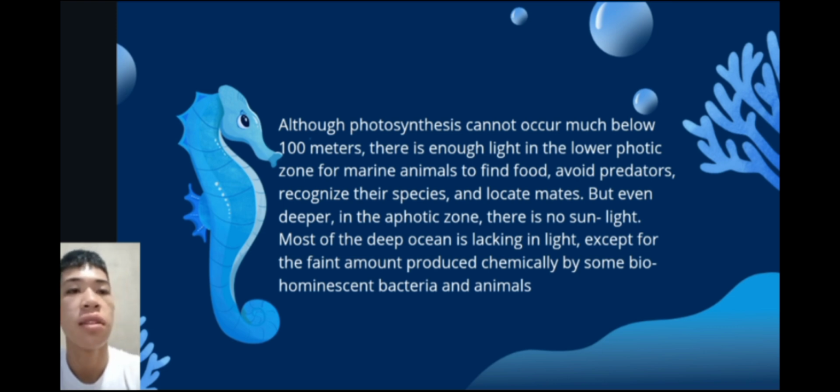Although photosynthesis cannot occur much below 100 meters, there's enough light in the lower photic zone for marine animals to find food, avoid predators, recognize their species, and locate mates. But even deeper, in the aphotic zone, there's no sunlight. So this is what I said earlier, that is the aphotic zone. So it's just connected, right.